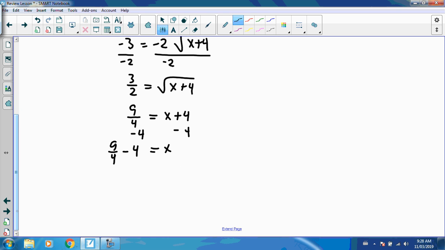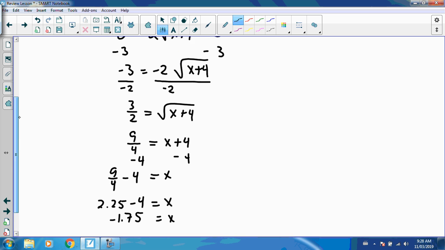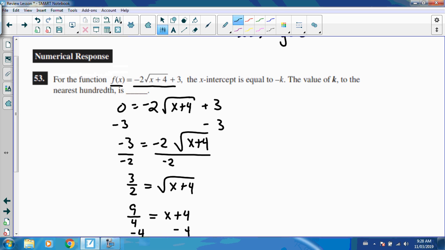So that is 2.25 minus 4, which is negative 1.75. And so if we go back to the question, it says the y-intercept is equal to negative k. So that was negative 1.75. So here our value of k is, to the nearest hundredth, 1.75. Just without the minus sign. It's a numeric response. I can't put that minus sign in there. Okay?